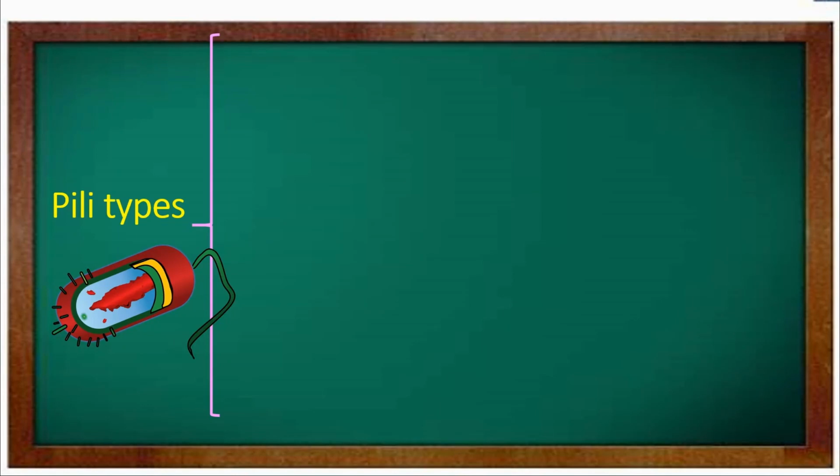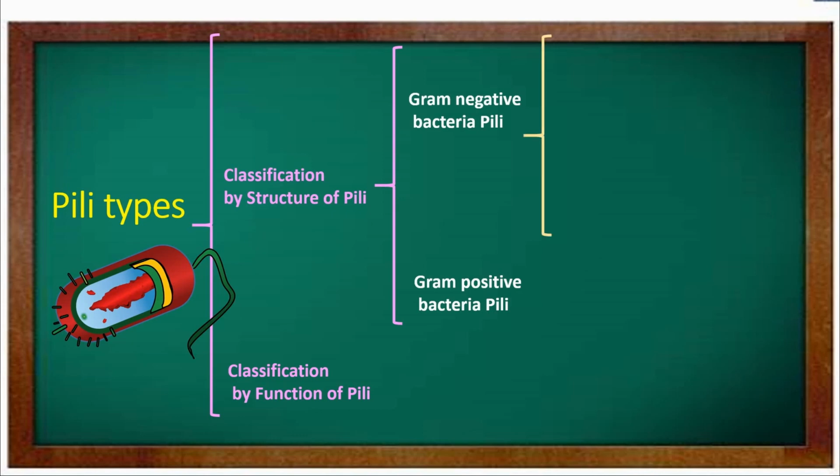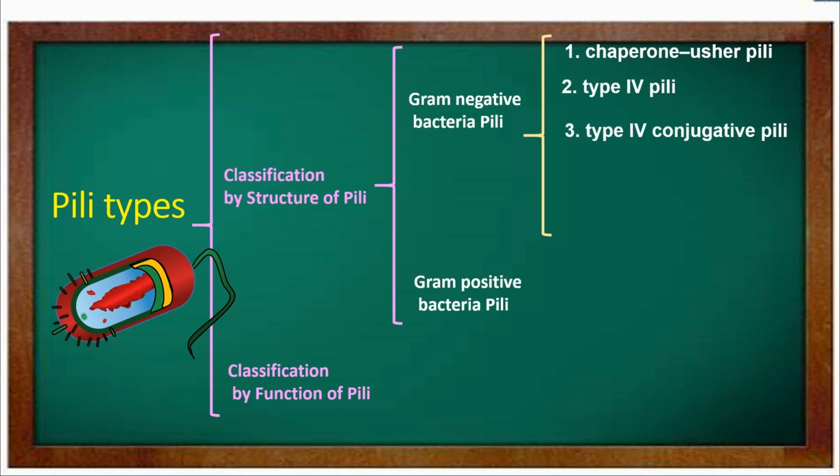Pili types. Pili can be classified by two options: structure and function. In classification by structure, pili can be divided into two groups: gram-negative bacterial pili and gram-positive bacterial pili. Gram-negative bacterial pili can be divided into 5 subgroups: Chaperone-usher pili, type 4 pili, type 4 conjugative pili, type 5 pili, and Curli fibers. Gram-positive bacterial pili can be divided into 2 subgroups: fibrils and pili.